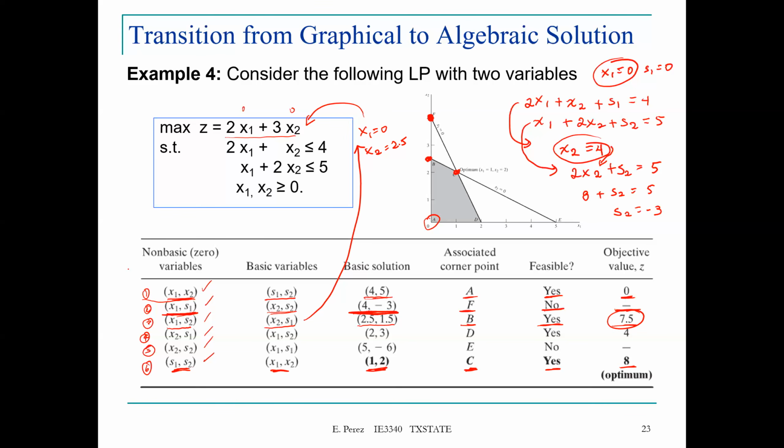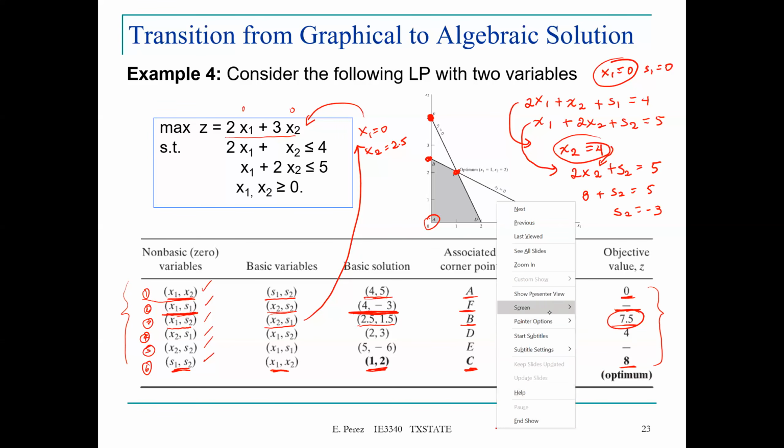So at the end, once we study all possible combinations and we get all the possible values for the objective function, then we can compare. Since we are maximizing, we know that we are looking for the largest value.